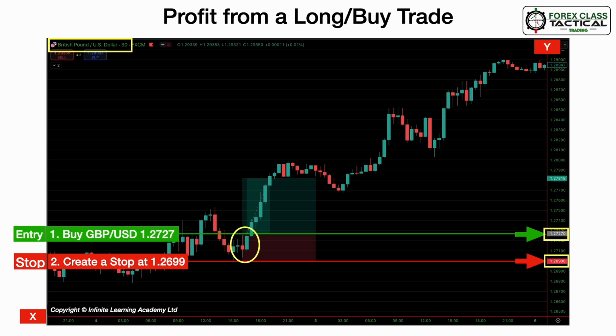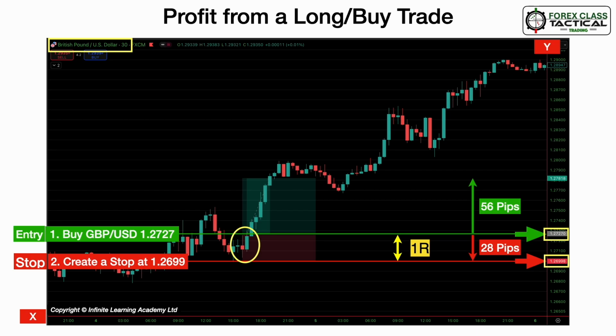The difference between your entry price and your stop loss is known as your 1R. R stands for risk to reward. In this example, that would be entry price 1.2727 minus stop price 1.2699 equals 28 pips. Finally, you will define your take profit level, where you'll lock in profits if the trade moves in your favor. This is a simple calculation. All you need to do is multiply your 1R by 2. So 2 times 28 pips equals 56 pips.